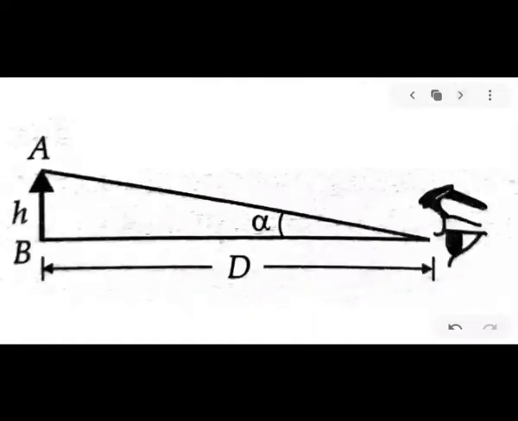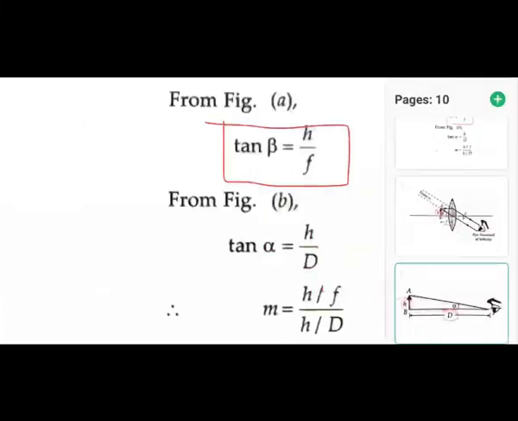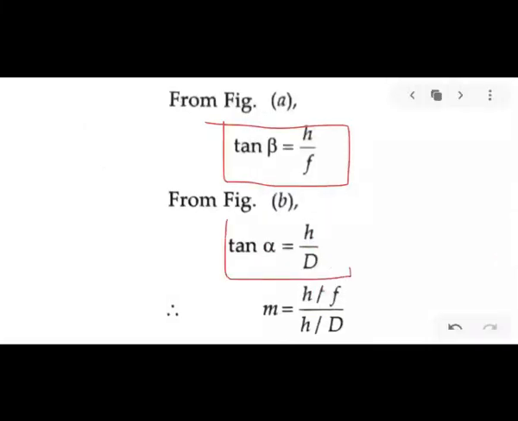Similarly, from our figure B, if AB is my object of height h, which is placed at the least distance of distinct vision, this forms a right angle triangle. So tan alpha will be the ratio of the opposite side, which is h, divided by the adjacent side, which is d. So I can say tan alpha equals h by d.